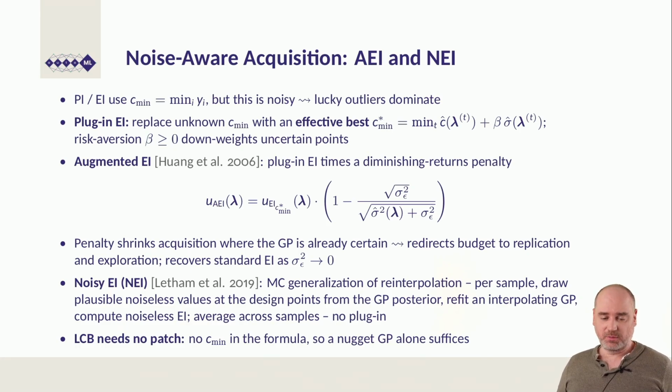Maybe I should also comment a little bit here on LCB. If you want to do something extremely simple, you could just use LCB without any changes, because there is no Cmin in the formula. So just using a nugget GP alone suffices. Honestly, often this also works quite well. So if you want to have an extremely simple solution, use that.